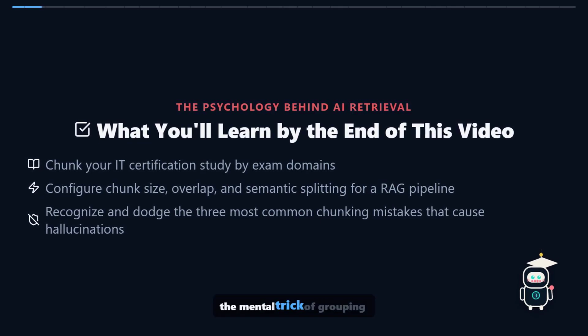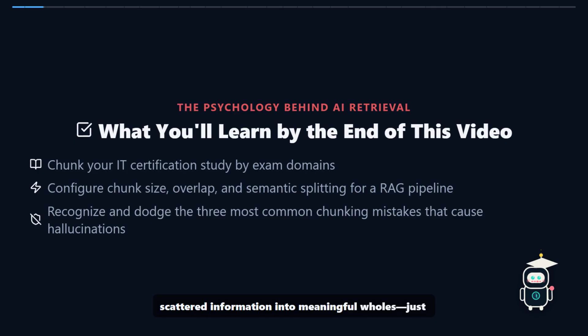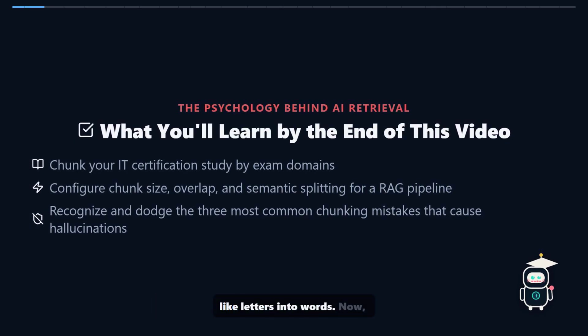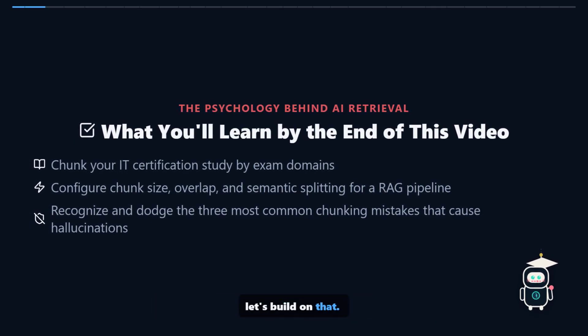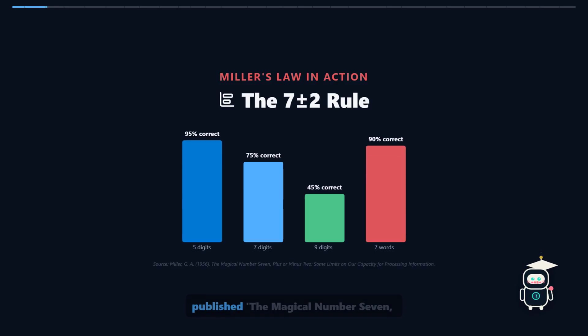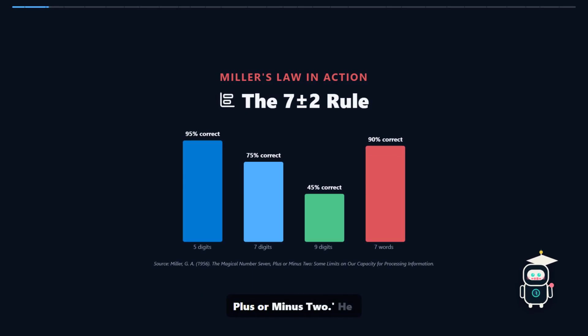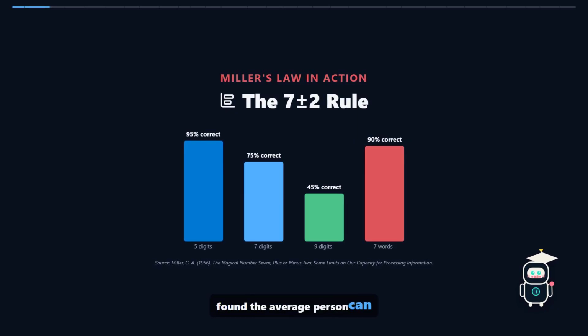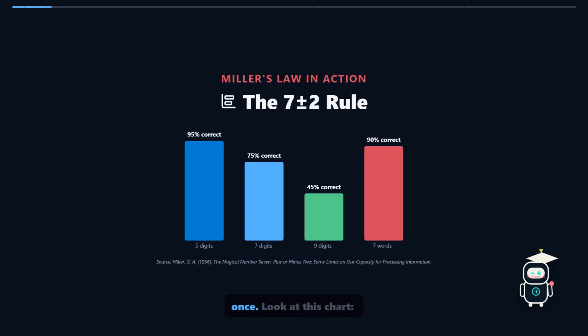Chunking is the mental trick of grouping scattered information into meaningful wholes, just like letters into words. Now let's build on that. In 1956, psychologist George Miller published The Magical Number 7, plus or minus 2. He found the average person can hold about 7 chunks of information in working memory at once.